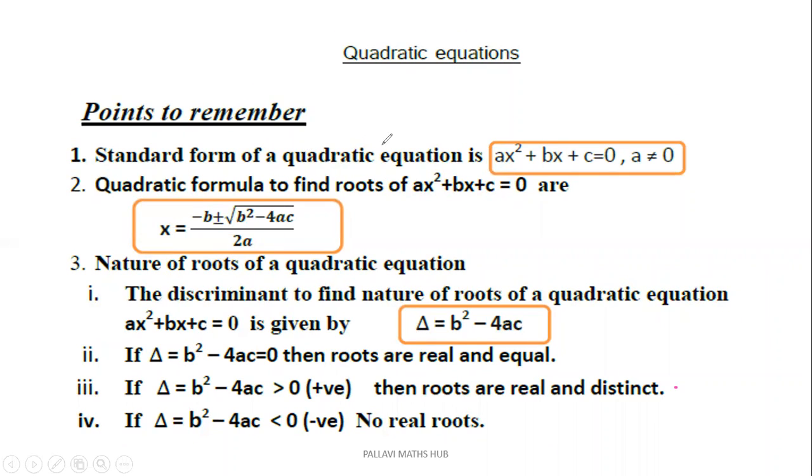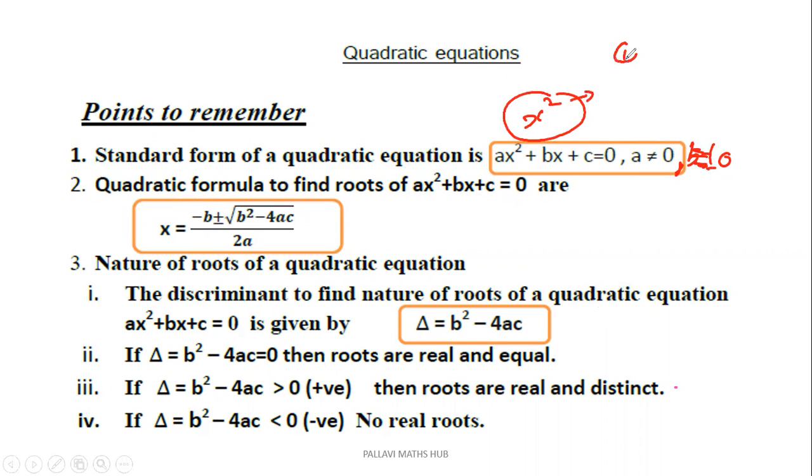So the standard form of the quadratic equation is ax square plus bx plus c is equal to 0, and a not equal to 0. This is the first condition: a not equal to 0. At least the x squared term must be present. Then you can say that this equation is a quadratic equation.